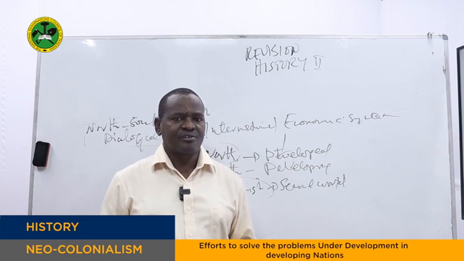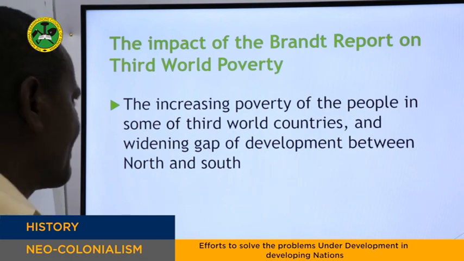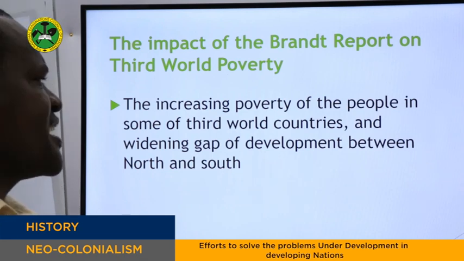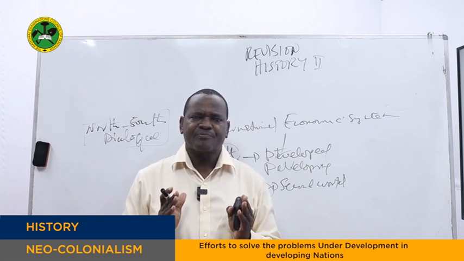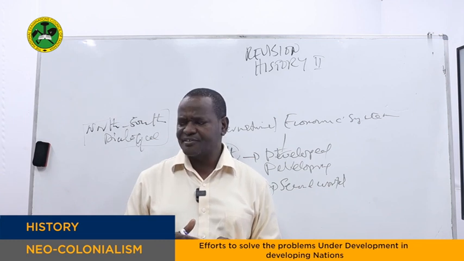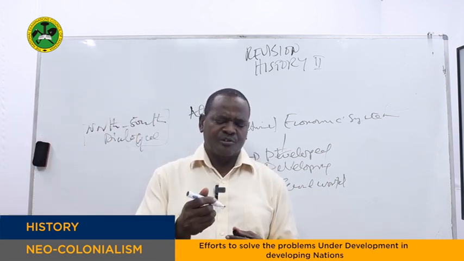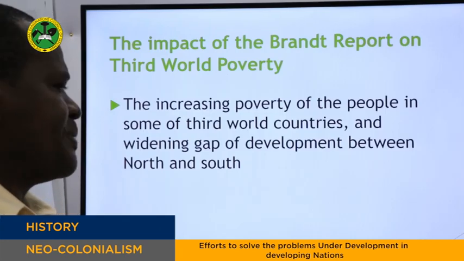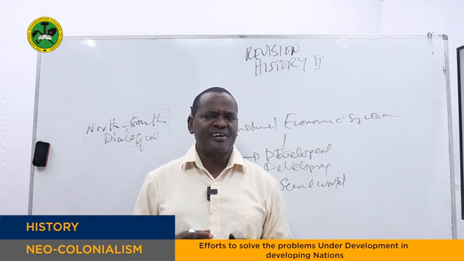And the second impact is the increasing poverty of the people of some third world countries and the widening gap of development between North and South. In fact, when the report was released in 1980, the gap between the southern countries and the northern countries was not so large. But as we speak today, the gap between the northern countries and southern countries has been very highly widened.